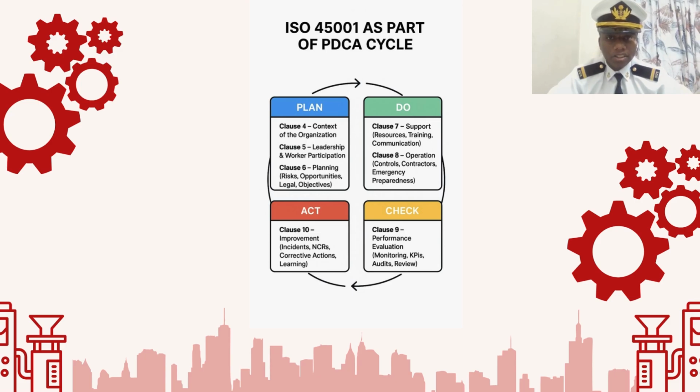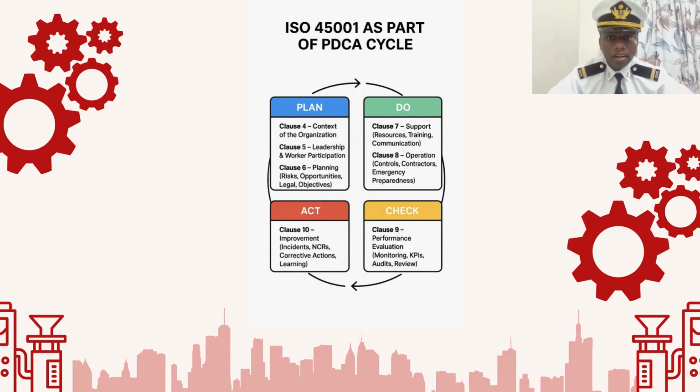Then we check, which is the yellow box. We see if the plan is actually working. Clause 9 is performance evaluation. This means monitoring progress and checking KPIs. KPI stands for Key Performance Indicators, conducting audits and reviewing the results.